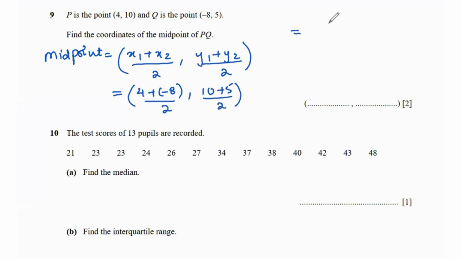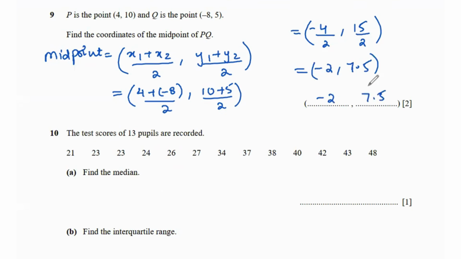That's going to be 4 minus 8 is negative 4 over 2, and then there's 15 over 2. And that's negative 2 and 7.5. Those are your coordinates.